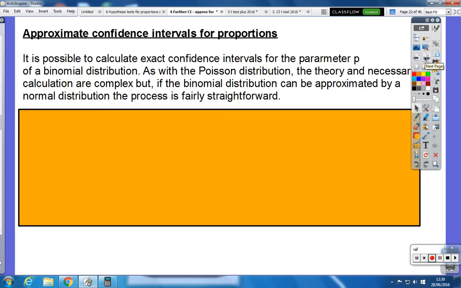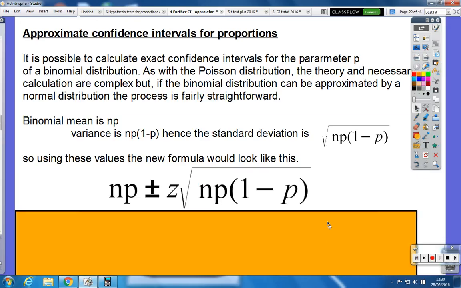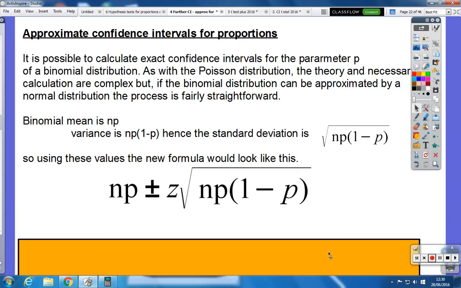The next one is a confidence interval for proportions. Now, proportions are binomial distributions. So we're looking at the probability, the parameter p of a binomial distribution. So if we're going to use the same confidence interval process, which I think we should, we can have a confidence interval for the mean of the binomial. The mean is np of a binomial.